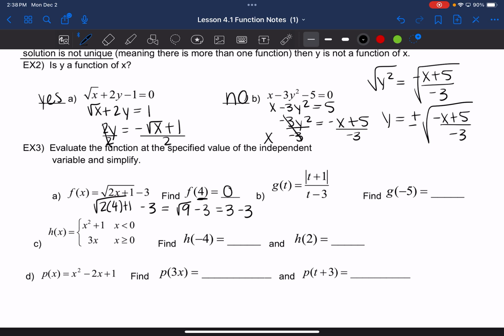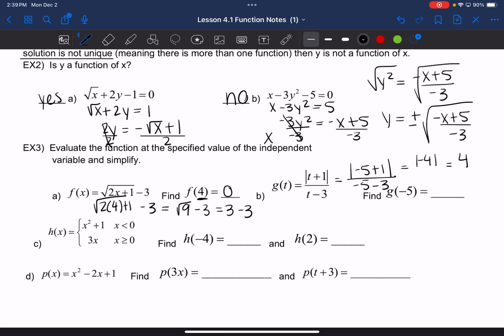All right, for part B, g of t is equal to the absolute value of t plus 1 over t minus 3. Find g of negative 5. So what am I doing? Anywhere you see the letter t. So negative 5 plus 1 inside your absolute value over negative 5 minus 3. All right, so in the numerator, what are we going to get? Negative 4, but it is inside an absolute value. What's the absolute value of negative 4? 4.